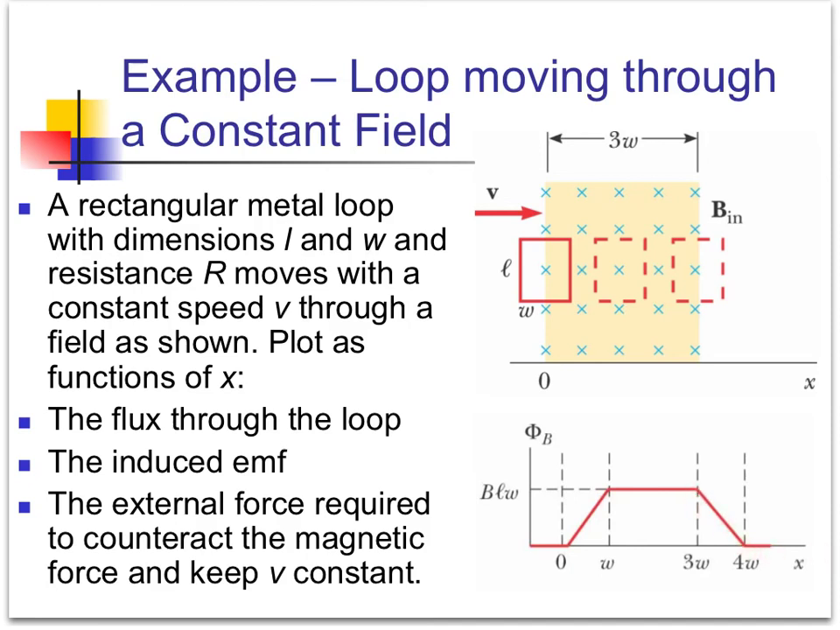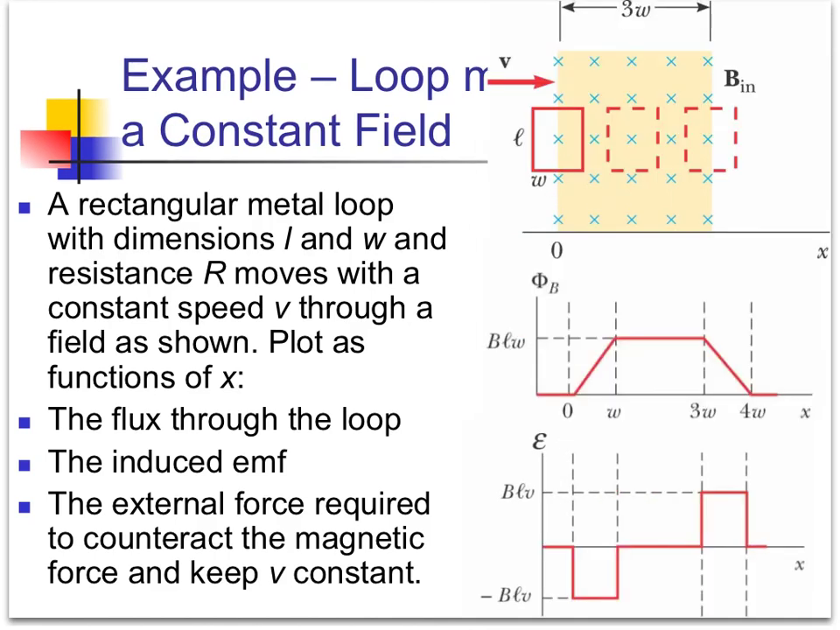So we know that the EMF is equal to BLV when there's a changing magnetic flux. So there is no EMF when the flux is not changing. As it's changing on the way in, we get a constant EMF of minus BLV. And then as it's all the way in, it's 0. And then as it's leaving, as the flux is changing in the opposite direction, we get an EMF with the opposite polarity.